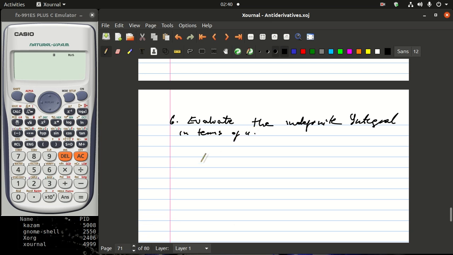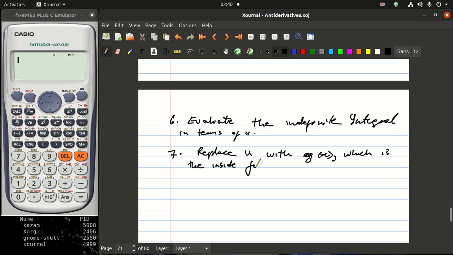of u. Number 7, replace u with g of x. Remember that we let our u be the inside function, so g of x, which is the inside function.